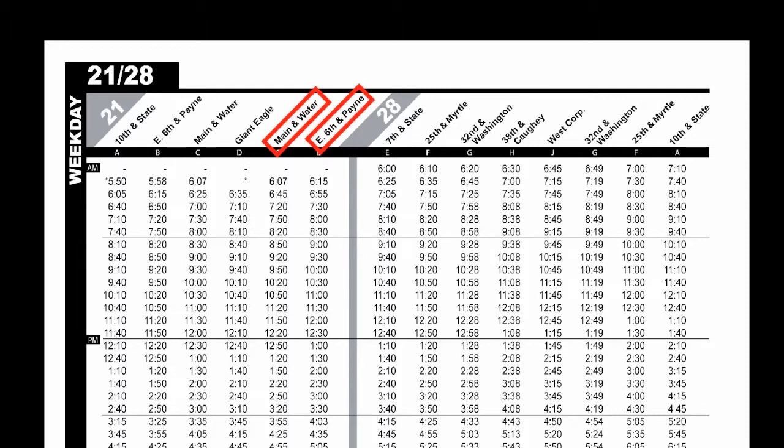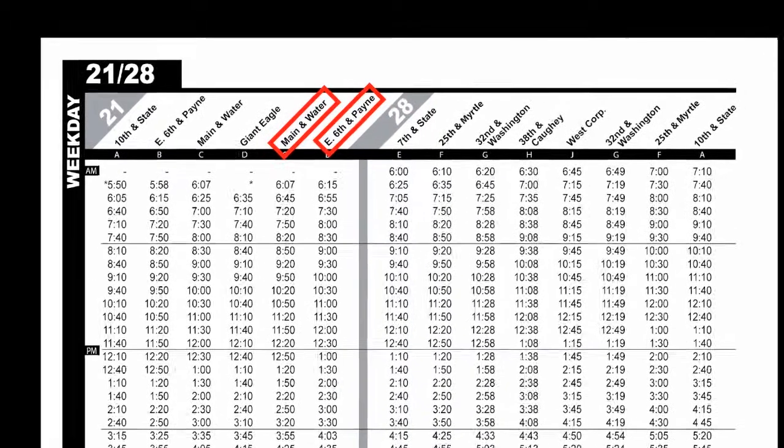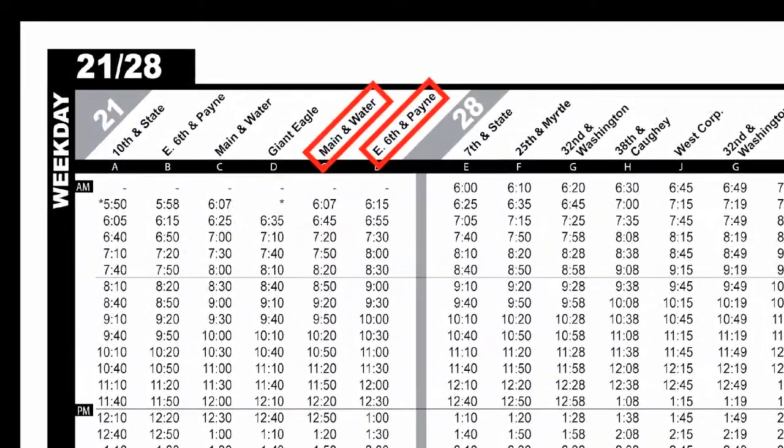So I need to see what time the bus will be coming from Main and Water on its way to East 6th and Payne. I will need to be at my stop at 8:50 a.m. to catch the bus on its way into downtown Erie.